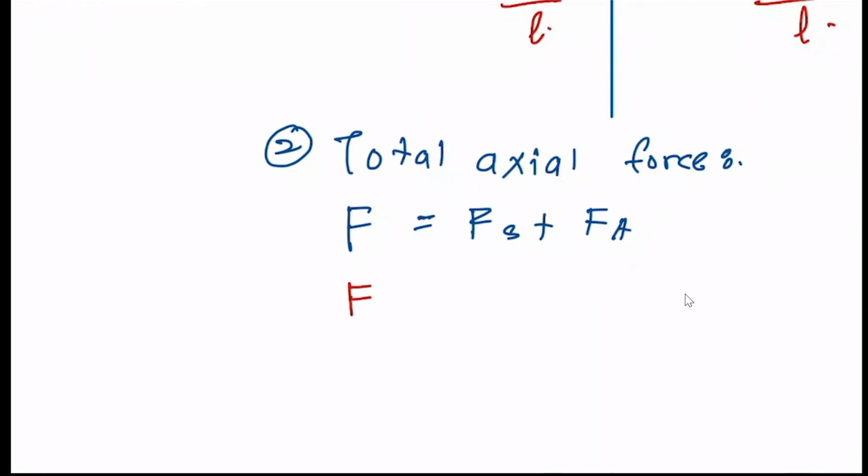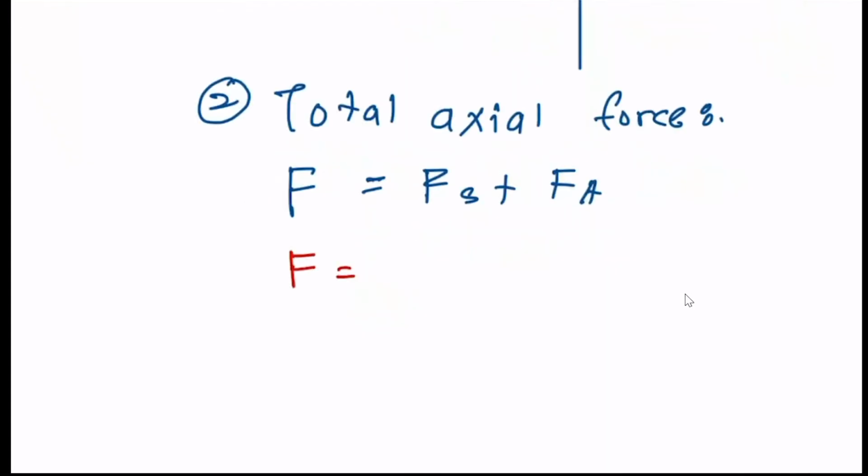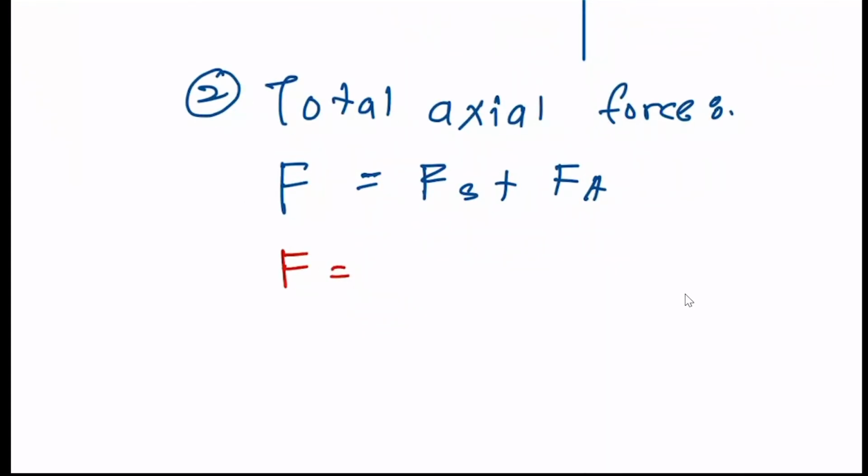Another formula that you guys have to know: force also equals stress times cross-sectional area. So the axial force for steel equals the stress of steel times the cross-sectional area of the steel. Same goes for the aluminium: stress for aluminium multiplied by the cross-sectional area for aluminium.